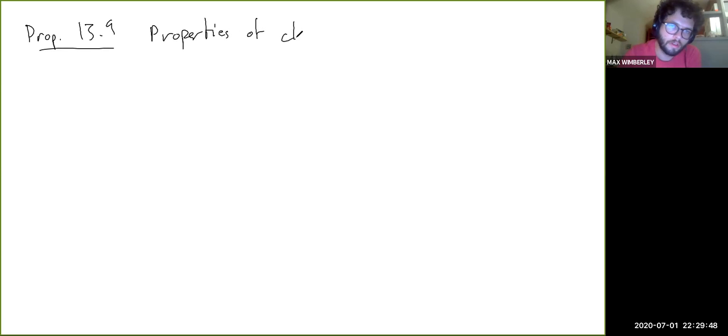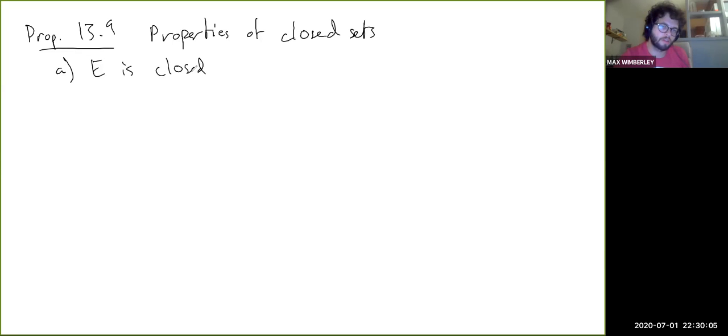Now let me state some properties of closed sets. So this is proposition 13.9. Properties of closed sets. So the first one here, and these I'm not going to prove because it's left as an exercise. It's on the homework. So E is closed. I actually mentioned this one already. If and only if E equals its own closure.